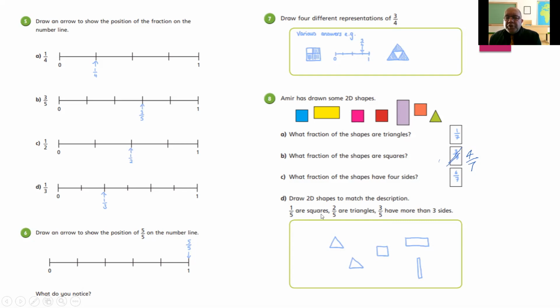One of those shapes should be a square. So here's my square. 2 of them should be triangles. And 3 of them should have more than 3 sides. So I've just done 2 rectangles there. So together with my square, I've got 3 shapes there with more than 3 sides. So that answers the question. But as long as you have got 5 shapes, 1 of them is a square, 2 of them are triangles, and the remaining shapes have got more than 3 sides, then you are correct.